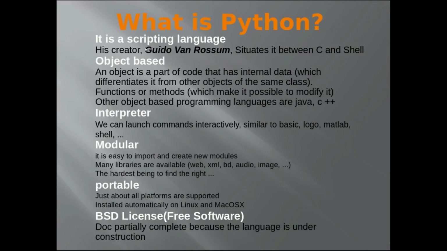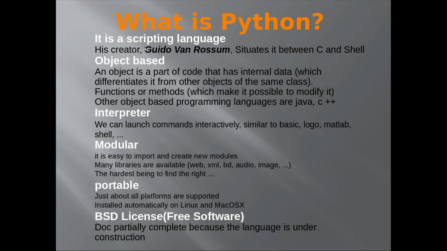What is Python? Python is a scripting language. Its creator, Guido van Rossum, situated it between C and shell. Python is object-based. An object is a part of code that has internal data which differentiates it from other objects of the same class. It has functions or methods which make it possible to modify it.